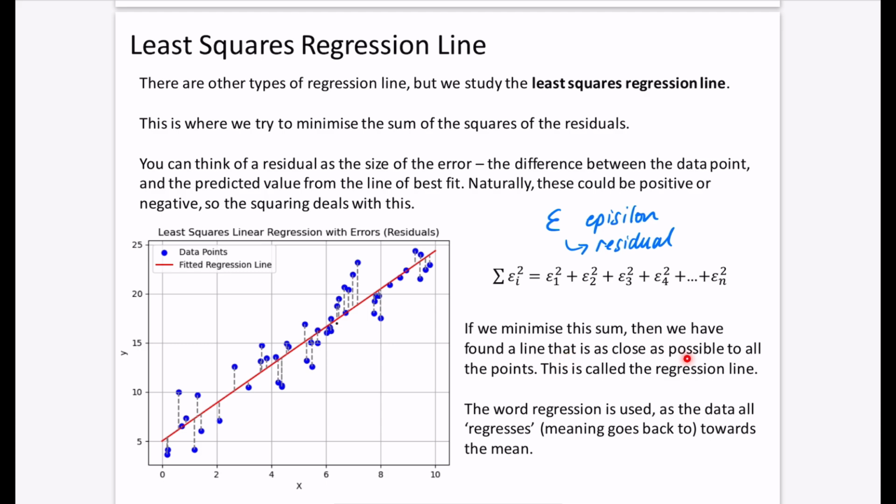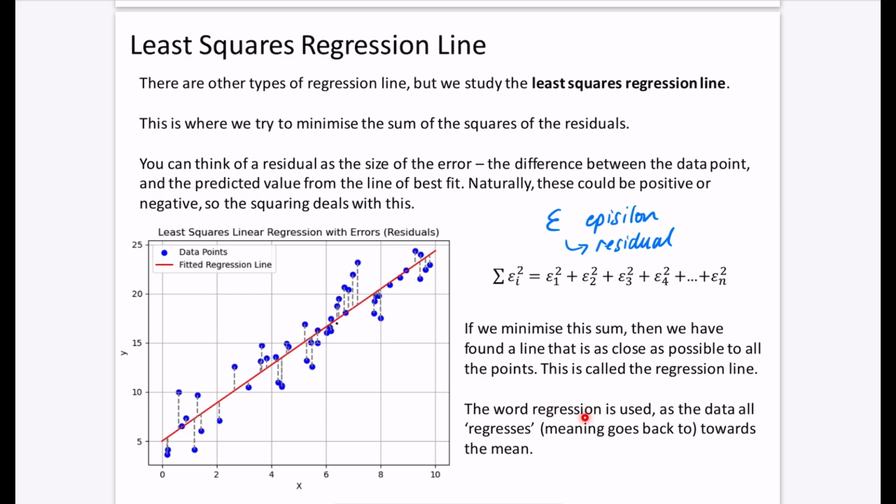This process is called finding the regression line. So essentially what we're doing is we're trying to vary the gradient and the y-intercept of this red line so that these residuals overall become as small as possible. In other words, it's as close as possible to the points.